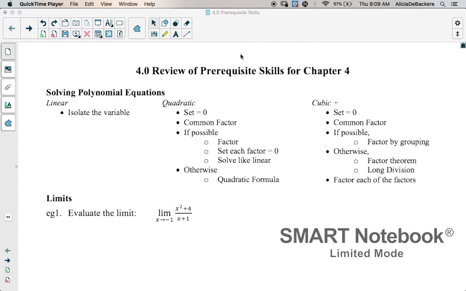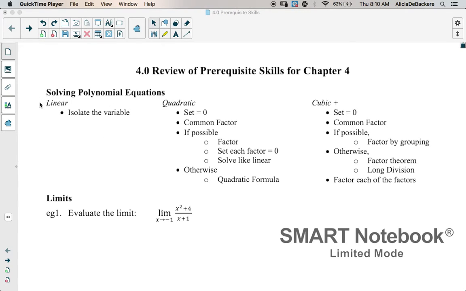Okay, welcome to 4.0. We're going to do an introduction lesson to Chapter 4 where we're just reviewing some prerequisite skills before we get started. So the first skill that I want to review is solving polynomial equations. Now, we've already been doing this year, and you've been doing this throughout high school.